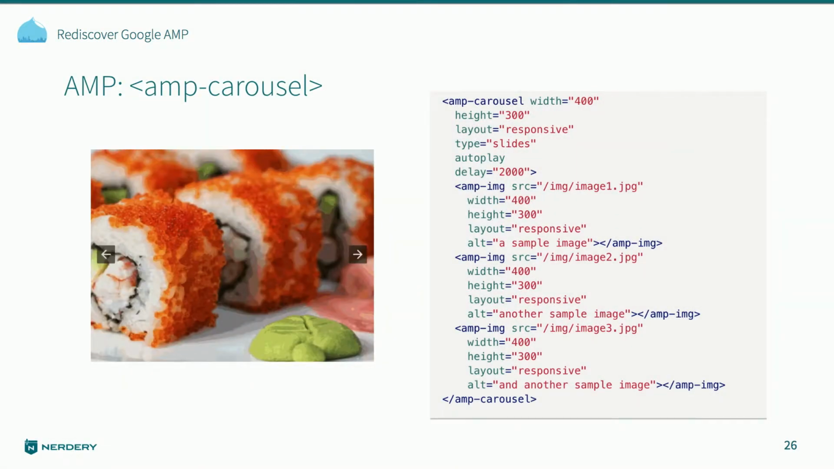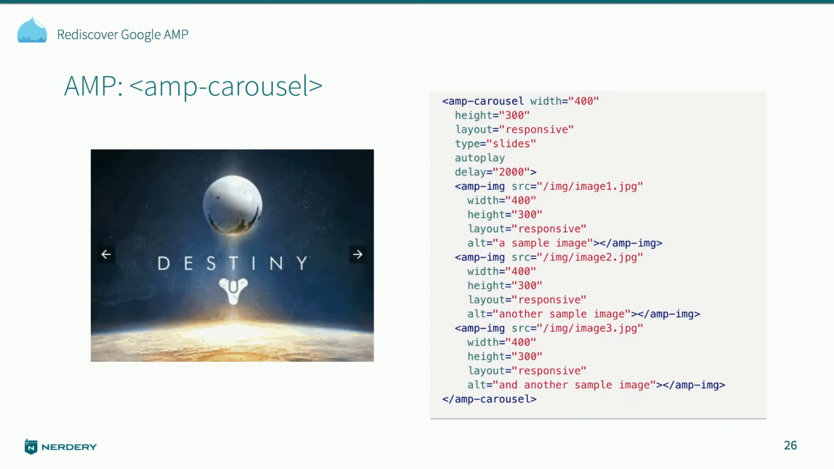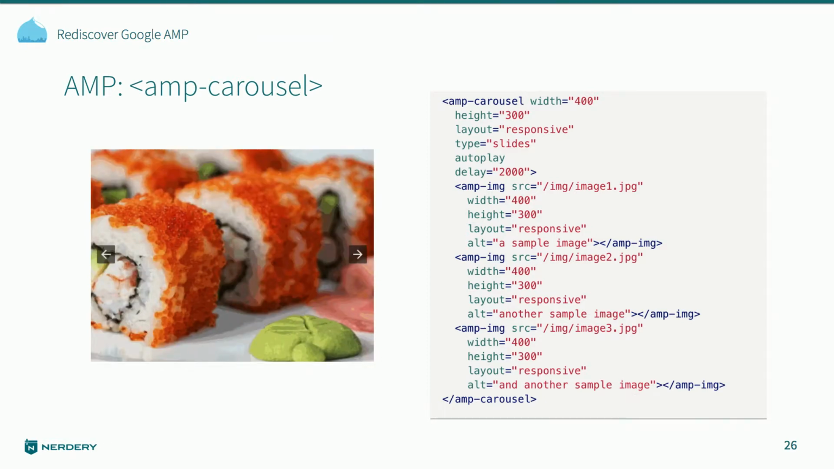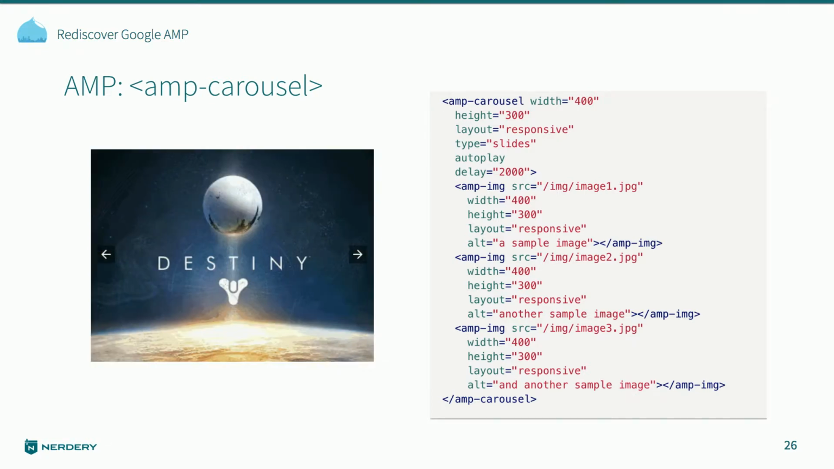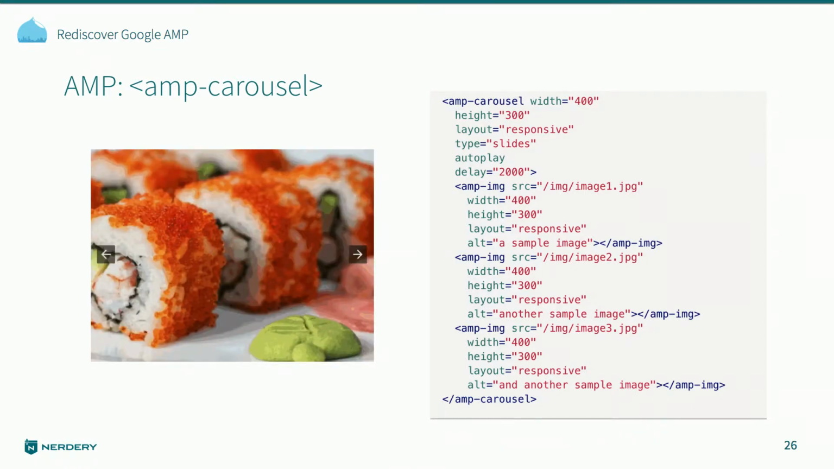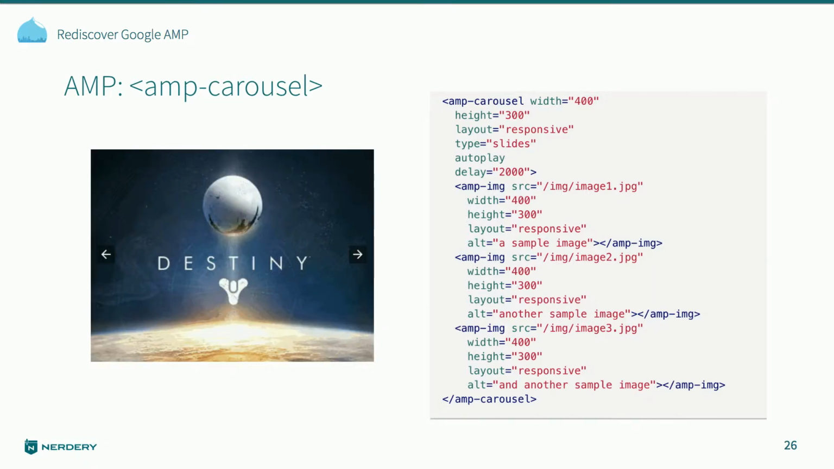AMP carousel. If you wanted to implement a carousel, there are many tools in Drupal that you could use. But here it's very specific about the element and the additional attributes that you need to render the AMP carousel. And then you also use the AMP images within the carousel.